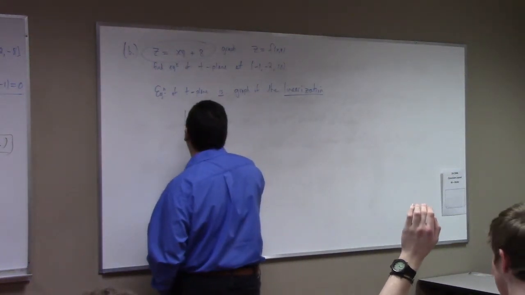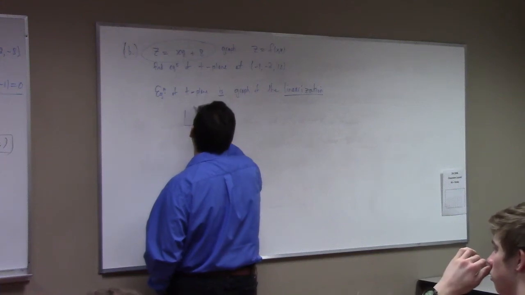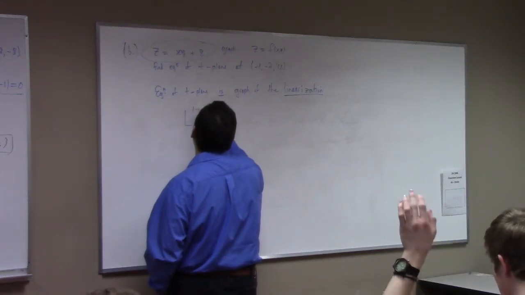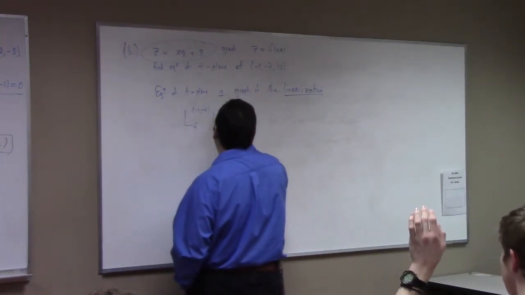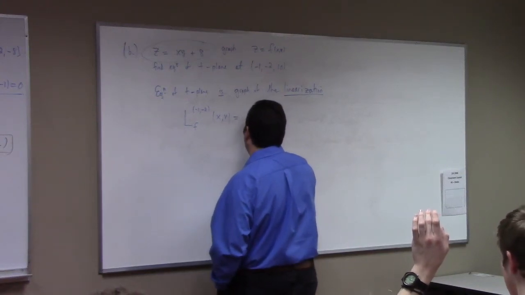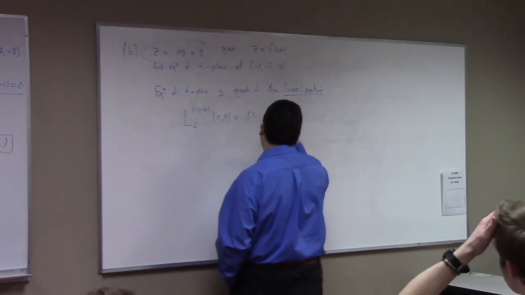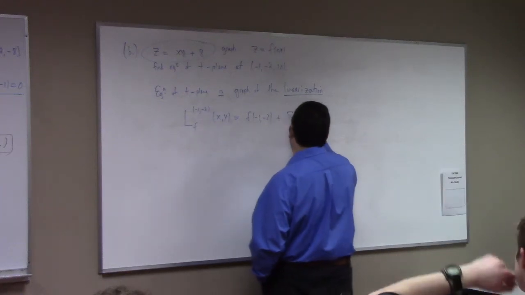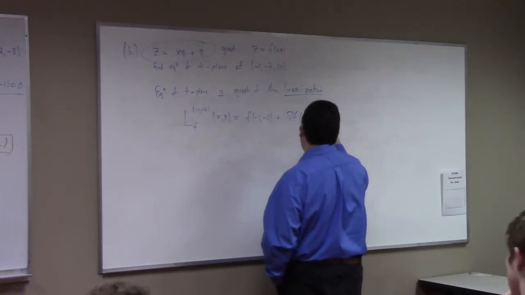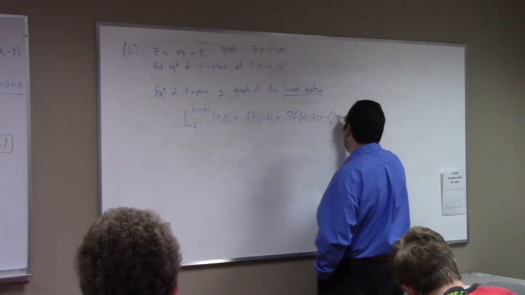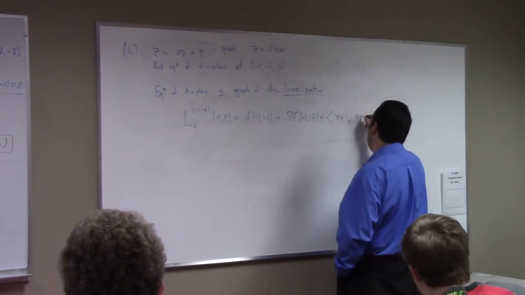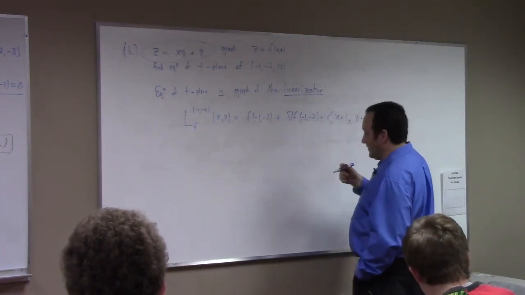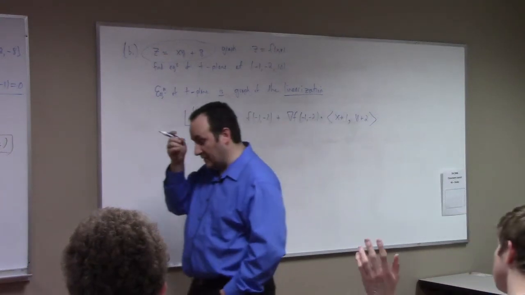Linearization of this function f at the point -1, -2 by definition is f of -1, -2 plus the gradient of f at the point -1, -2 dot product with x plus 1, y plus 2. This gives you the best linear approximation to the function at the point.